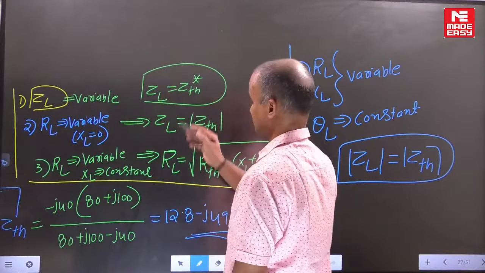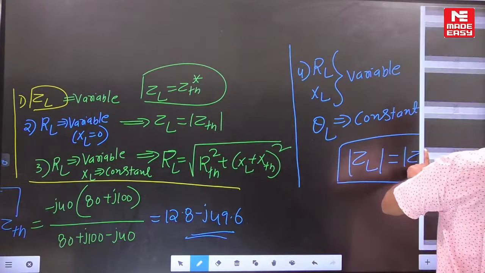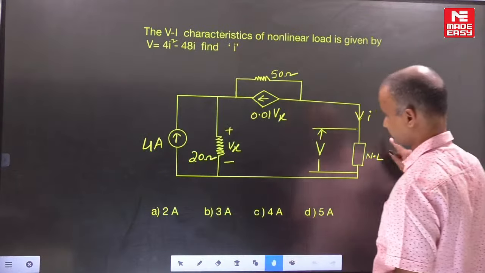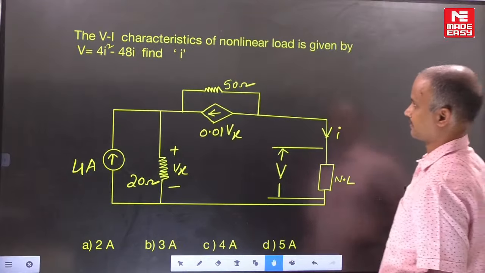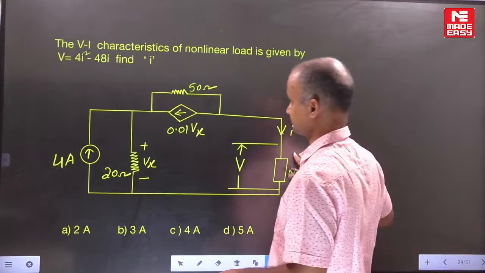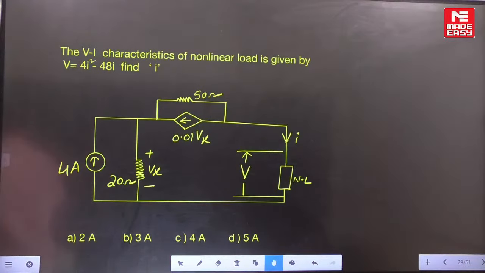What is the requirement of ZL? ZL means the conjugate. Conjugate means you have to change the sign. Very good. Write this one. Read one more question. Yes, conjugate, ZL equal to Z Thevenin's conjugate.